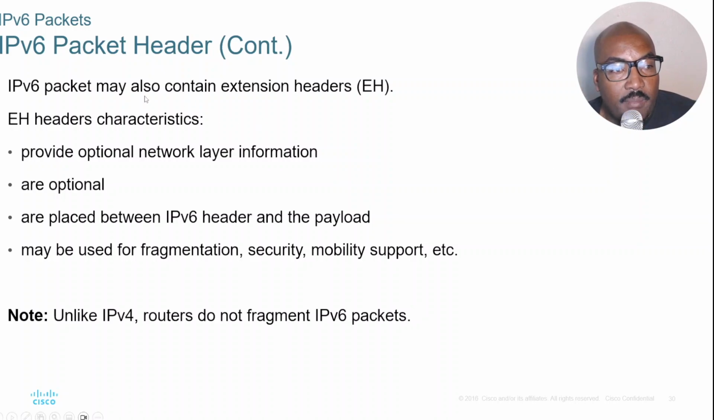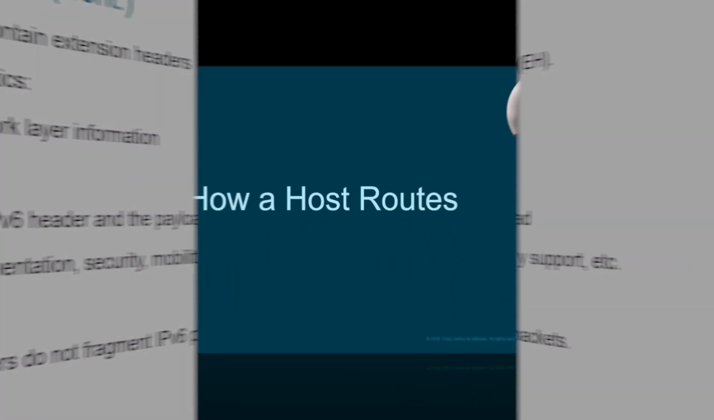An IP version 6 packet may also contain extension headers. Extension headers provide optional network layer information and are placed between the IP version 6 header and the payload. They may be used for fragmentation, security, mobility, and support. Unlike IP version 4, routers do not fragment IP version 6 packets, so it can handle that information because it doesn't need to be fragmented.